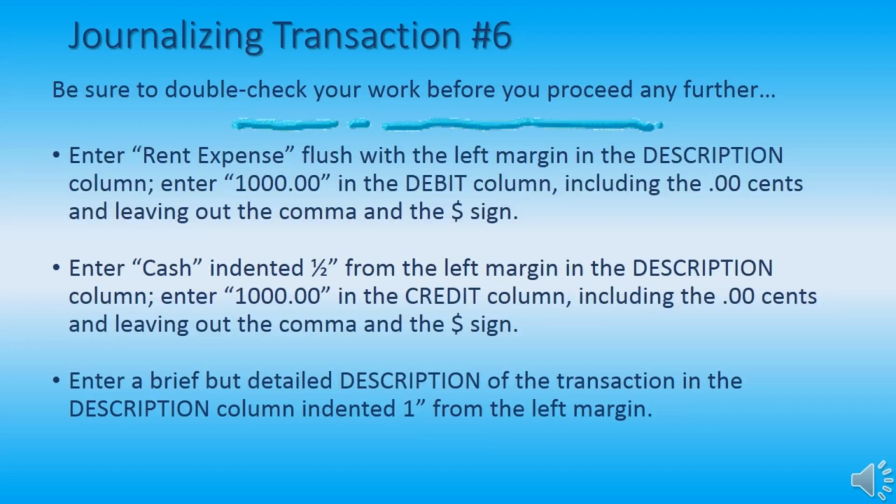Enter 1,000 in the debit column, including the 0 cents, and leaving out the comma and the dollar sign. Underneath that line, you're going to enter cash indented 1/2 inch from the left margin in the description column. Enter 1,000 in the credit column, including the 0 cents, and leaving out the comma and the dollar sign. Underneath that line, you're going to enter a brief but detailed description of the transaction in the description column indented 1 inch from the left margin. Before we move on to relating transaction 6 to a QuickBooks entry, which is on the next slide, make sure you double check your work and make sure you understand what you're doing before we proceed.